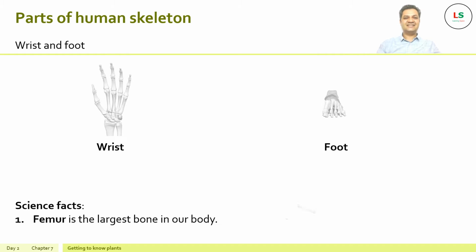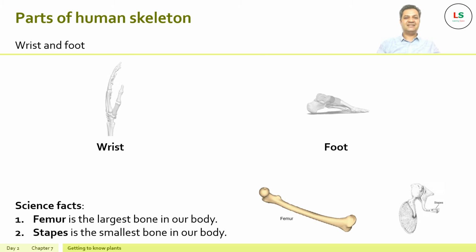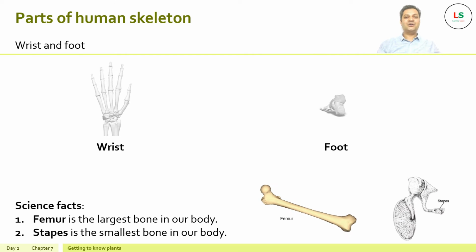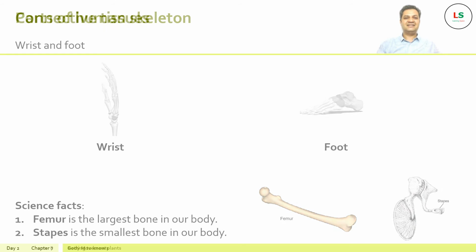Now science facts. Femur is the largest bone in our body. Stapes is the smallest bone in our body. It is found inside the ear and transfers vibrations from the eardrum.